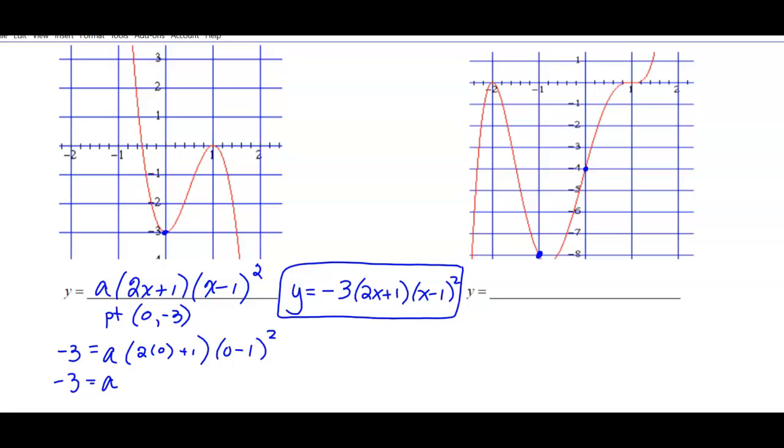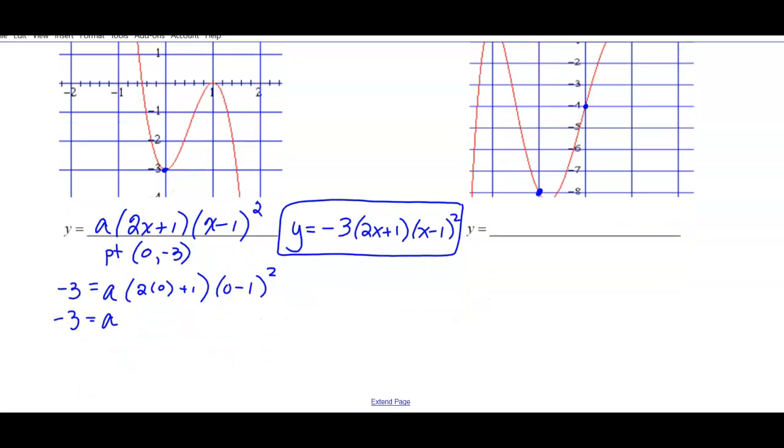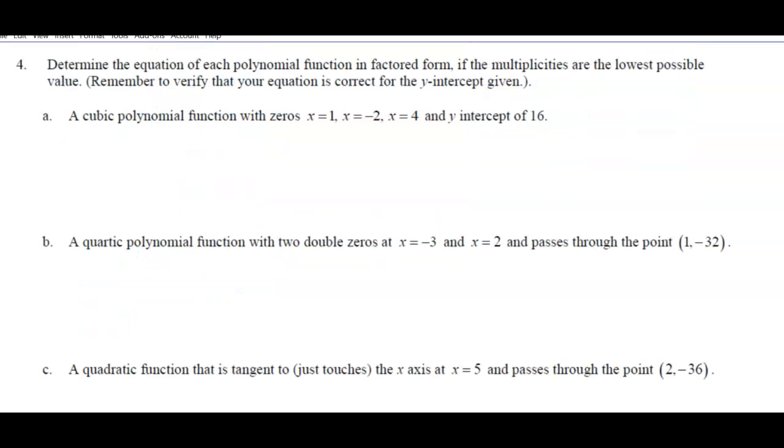And then again, common types of questions are where information is given to you in words. So question 4. So leave 3B for now. You're going to do that on your own. And question 4, determine the equation of each polynomial function in factored form, lowest possible. So it tells you a cubic, so you know it's degree 3. Notice how there's 3 zeros. So you know the multiplicity has to be 1. And that's why the word multiplicity isn't even in there. Okay? So again, don't forget about that A value.